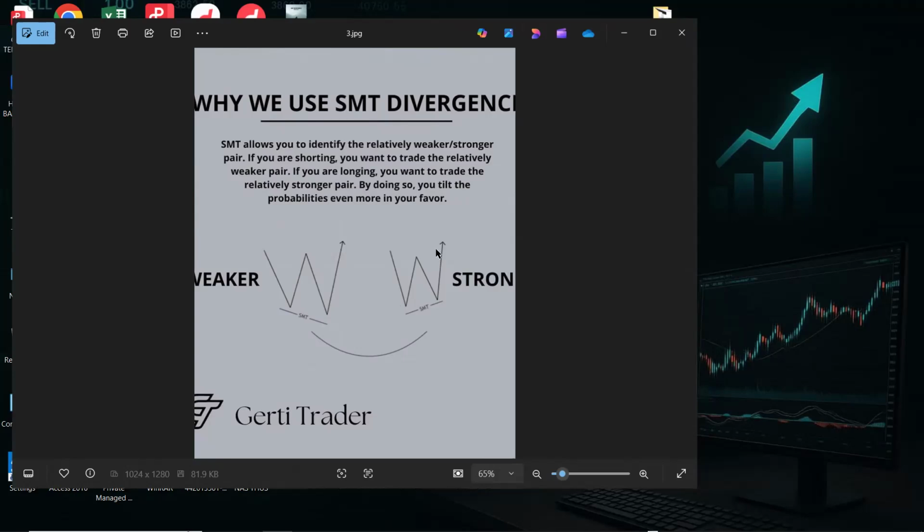So again, it's just the same example. This is simply an illustration of how the weaker pair is going to look. The weaker pair is usually the one which is going to give you the liquidity sweep, and the stronger pair is the one which is going to give you the higher low if you are in a buy motion.